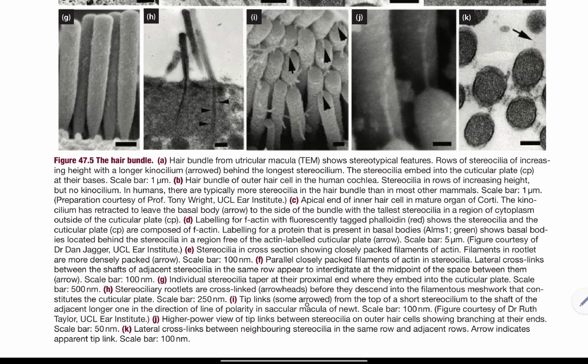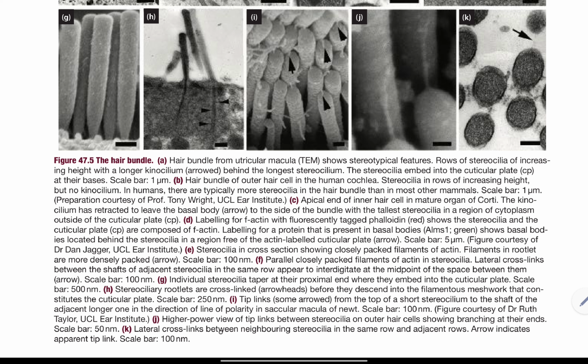I. Tip links, some arrowed, from the top of a short stereocilium to the shaft of the adjacent longer one in the direction of the line of polarity in saccular macula of newt. Scale bar 100 nanometer. J. Higher power view of tip links between stereocilia on outer hair cells showing branching at their ends. Scale bar 50 nanometer.